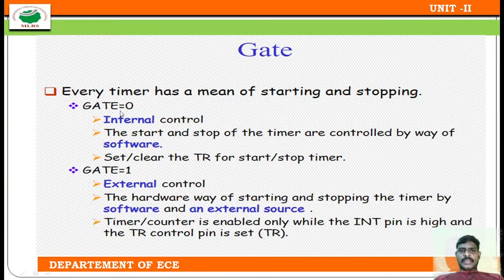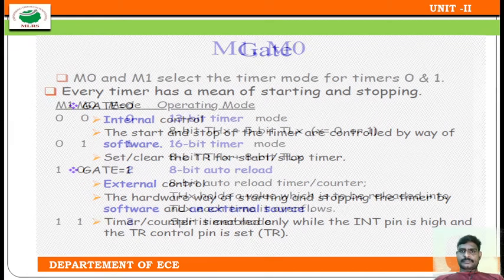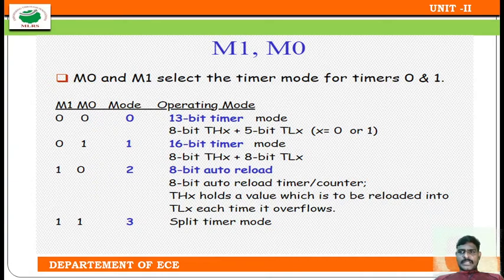So in both cases, I can simply say that gate 0 is nothing but internal control. When it is 0, start and stop triggering of the timer operation can be done through software. Whereas when gate is 1, triggering can be caused by an external device, maybe through software or from external sources like switches. In both modes, it is required to set the TR timer start bit, which is available in the TCON register. Then for the modes of operation, M0 and M1 are the two bits available.